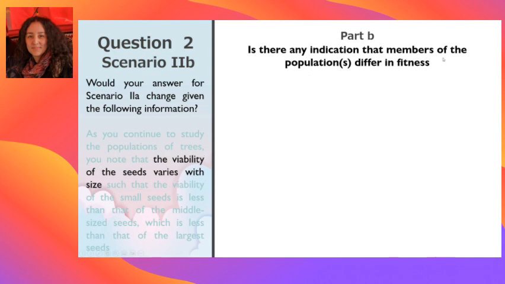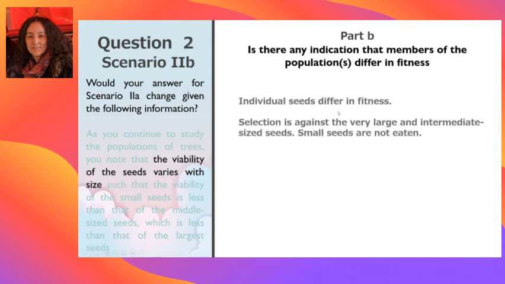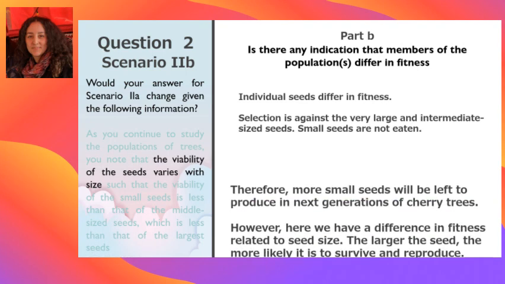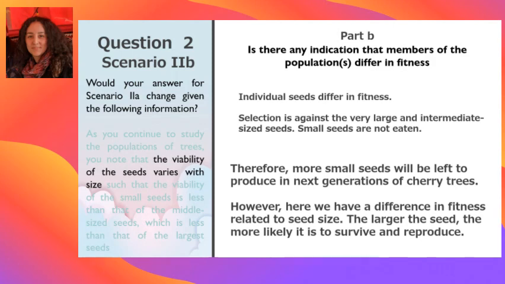So is there any indication that members of the population differ in fitness? They do differ in fitness here because that is what we are saying, is that the largest seeds are the most fit and the smallest are the least fit. So selection still here is against the very large and intermediate seeds. The small seeds are not eaten. So there will be more small seeds left to produce in the next generation.